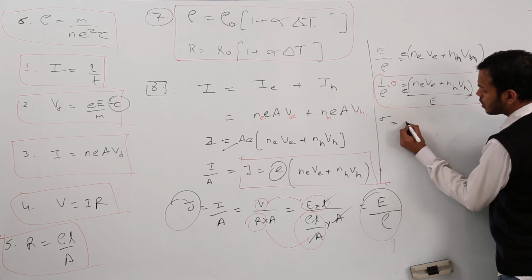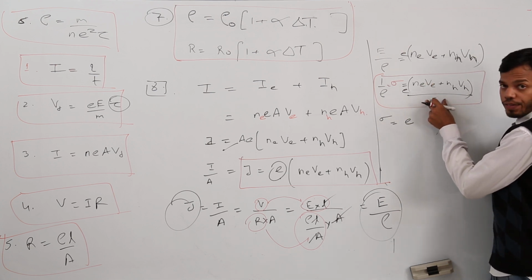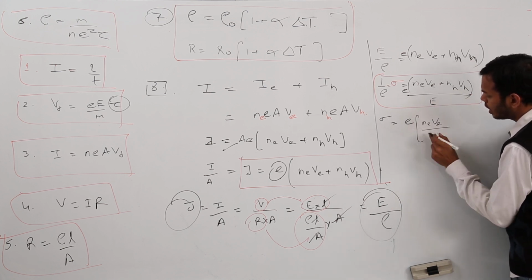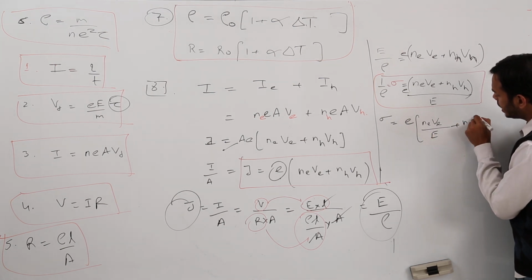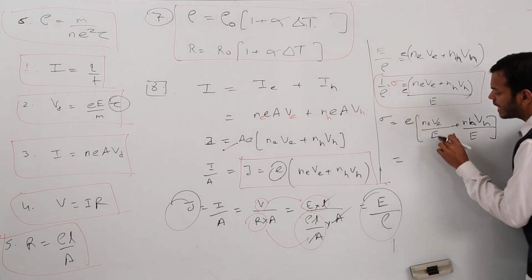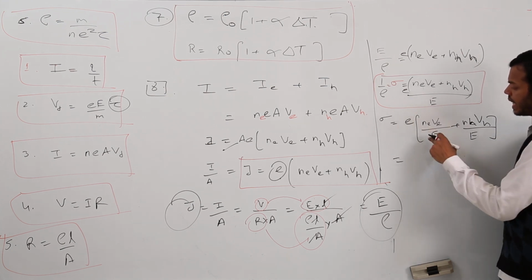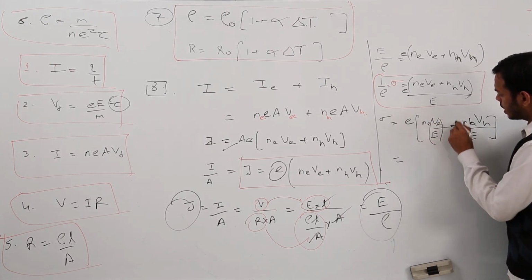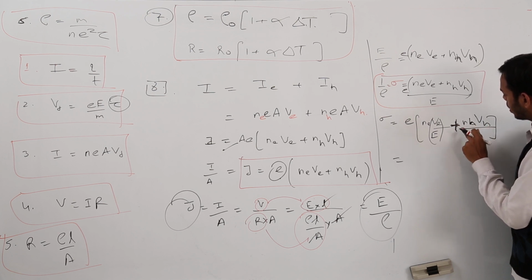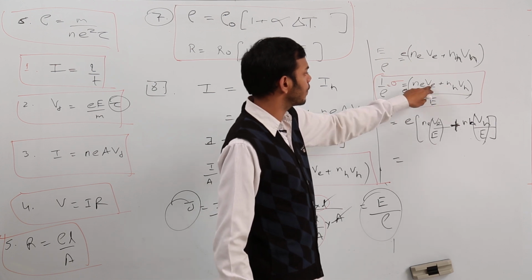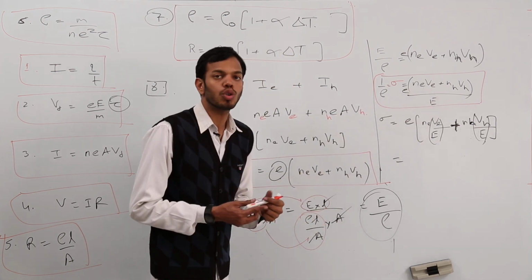So sigma equals e. I am taking this electric field separately with both the terms, so it would be nEVe upon E plus nHVH upon E. My next step would be taking this electric field only with the drift velocity. So e times nE, Ve upon E, plus nH, VH upon E. I have taken the electric field with both the terms, and then taken it only with the drift velocity. Here is that term I was talking about, which we still have to introduce.